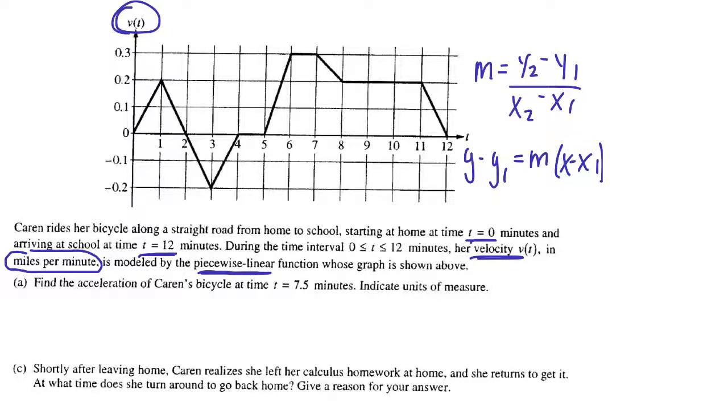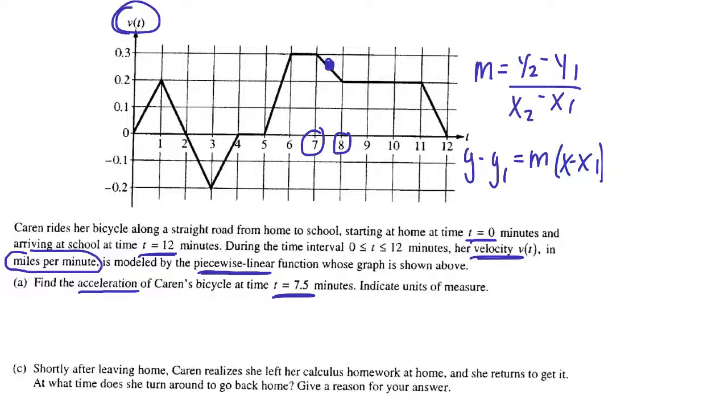Okay, so for the first part here, we're told that we need to find Karen's acceleration at 7.5 minutes and indicate our units of measure. Now, at 7.5 minutes, we have to be careful here. We're looking at velocity, but they're wanting us to somehow approximate acceleration. So at 7.5 minutes, where is that going to be? Well, here's at 7 minutes. Here's at 8 minutes. So somewhere in between here. And please don't approximate that. You can find that exact value, and that's what they want you to do. This is a 2-point question, so please make sure you get this.